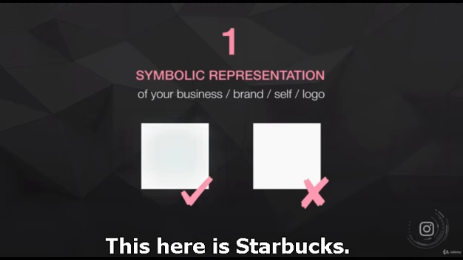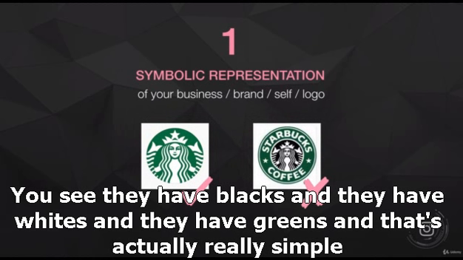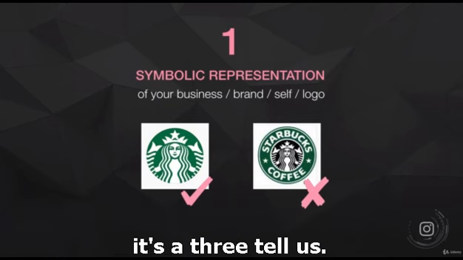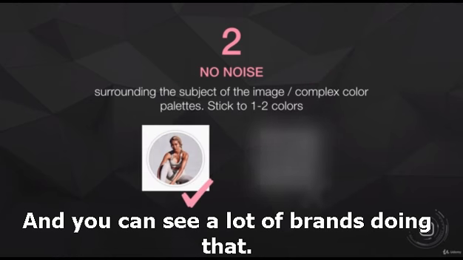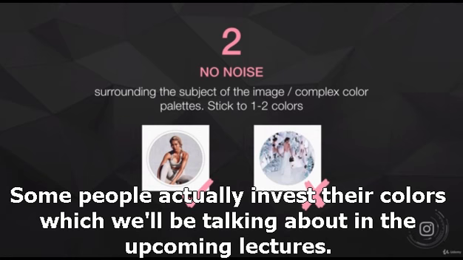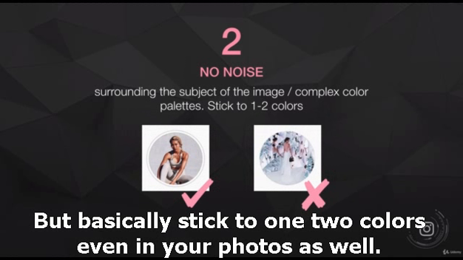That's not Starbucks. This here is Starbucks. You can see they have blacks and whites and greens. That's actually really simple. It's only 3 colors, but they've put it down to just 2 colors, green and white. You can see a lot of brands doing that. Some people actually inverse their colors, which we'll be talking about in the upcoming lectures. But basically, stick to 1 to 2 colors, even in your photos as well.